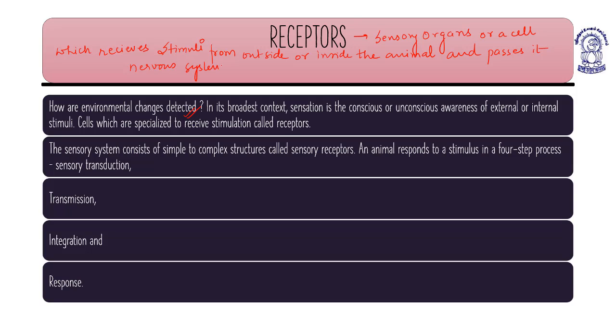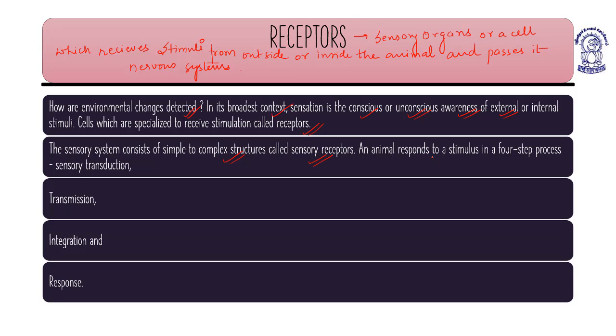So basically receptors help to connect the nervous system, which is a complex organ, to the external stimuli, meaning the external environment. In its broadest context, sensation is the conscious or unconscious awareness of external or internal stimuli. Cells which are specialized to receive stimulation are called receptors. So receptors are the specialized sensory organs or cells which help to receive the stimuli from outside or inside. The sensory system consists of simple to complex structures called sensory receptors.